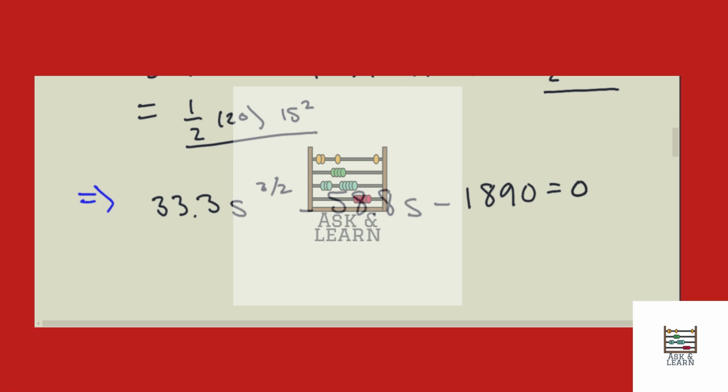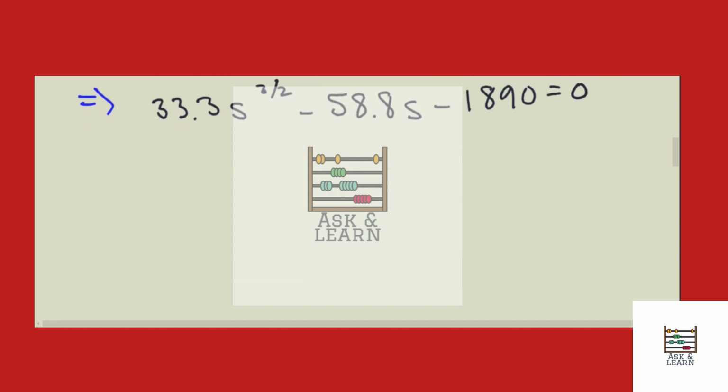This is a very complicated expression, and the only way to solve it nicely is by plugging it into a calculator. So we plug this into a graphing calculator and solve for s. We get s is equal to 20.57 meters.